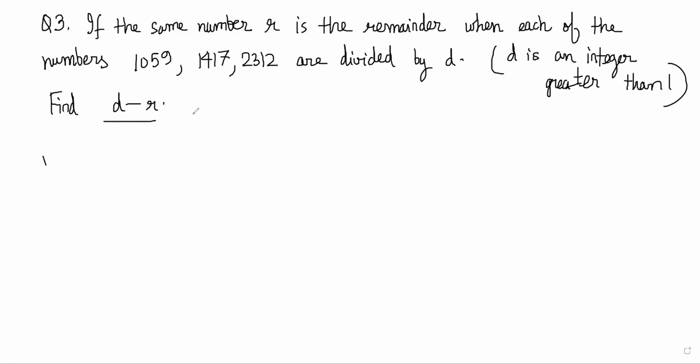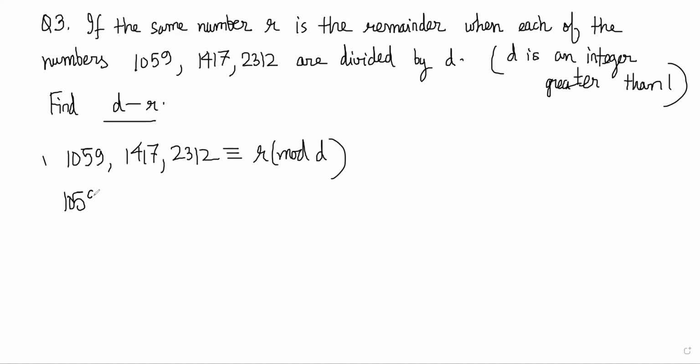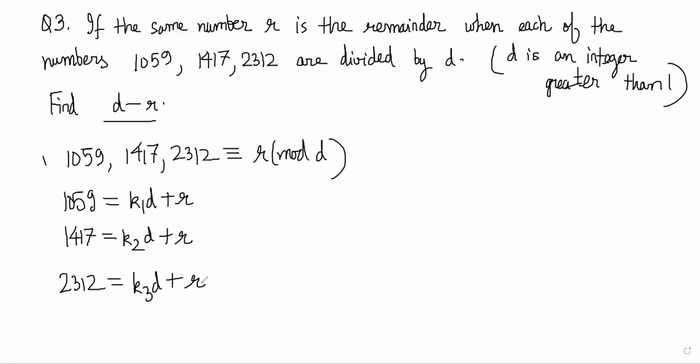So we will say that all of these numbers 1059, 1417 and 2312 are all congruent to r mod d, right? So writing that in terms of Euclid's algorithm, you can say 1059 is equal to k1 d plus r, 1417 is equal to k2 d plus r, and 2312 is equal to k3 d plus r. They give the same remainder r when divided by d.